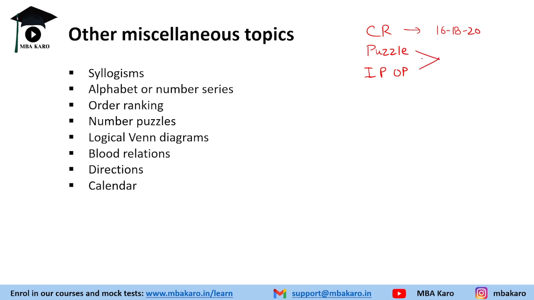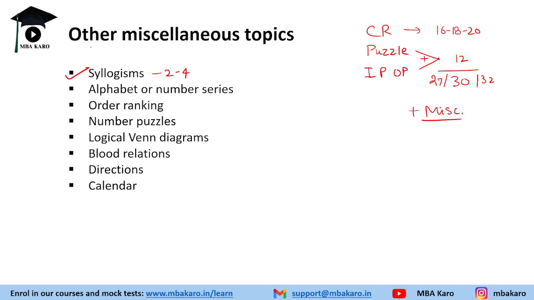And puzzles plus input output, you get around 12 questions. So let us say you're done with 30 questions, or maybe 32 questions, or 28 questions. That will depend. Sometimes you might be at 27, 30, 32, depending on the slot. Then the rest are miscellaneous topics. Now, what are those miscellaneous topics? You will get syllogisms. Syllogisms is a sure shot topic. You can get 2 to 4 questions depending on the slot.